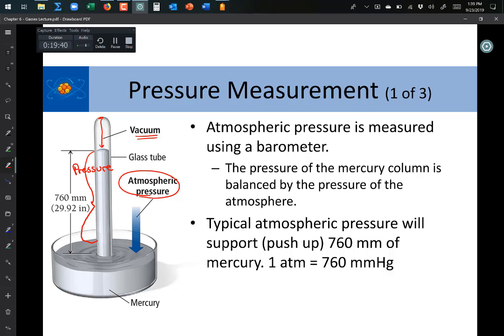So we use mercury just because you can fit it inside a tube and you can stick it in the room. If you did it with water, it would be like 25 meters tall, which would not work. But yeah, you can do this with any liquid.